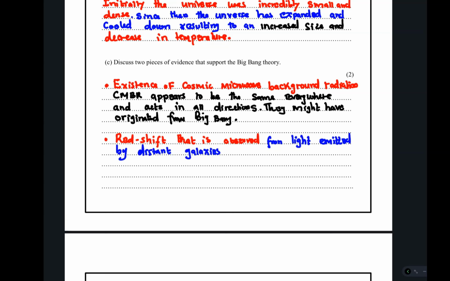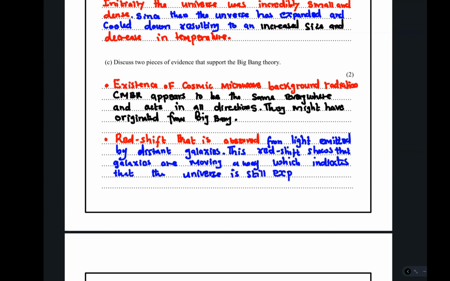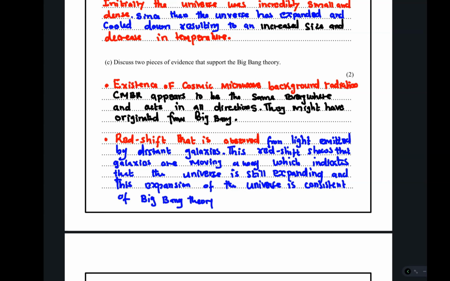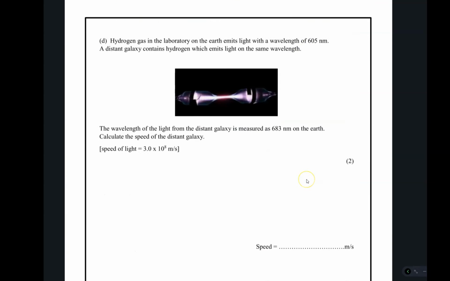So this redshift indicates that the galaxy is moving away, which means that the universe is still expanding. And remember, this is an assertion. This is a claim of Big Bang Theory. Big Bang Theory says that the universe is still expanding. So when you see the redshift, that galaxies are moving, it means that still the universe is expanding. And indeed, we can confirm that.